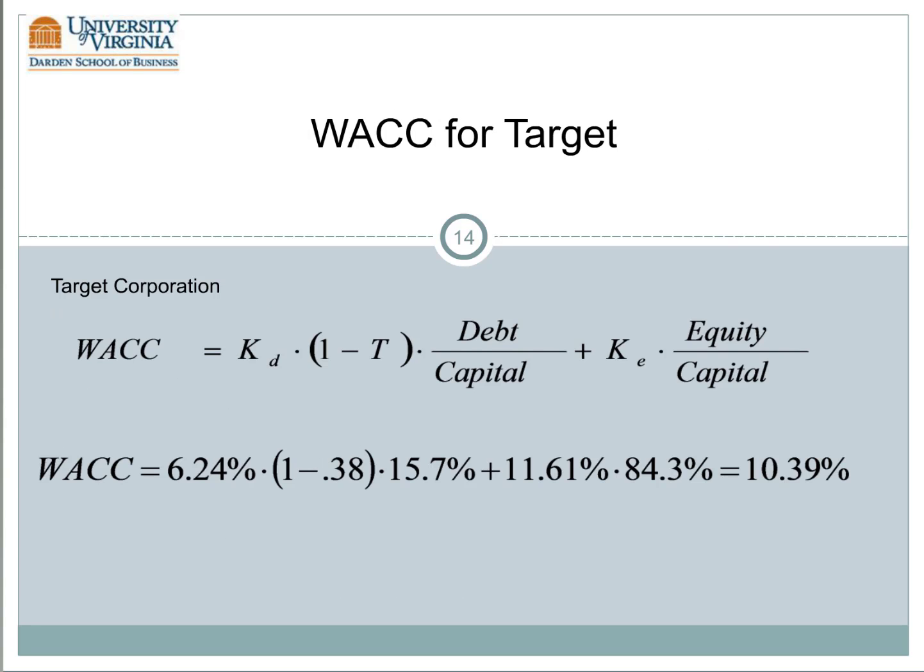We can now estimate the weighted average cost of capital for Target. WACC is equal to the required rate of return on debt of 6.24% times 1 minus the tax rate of 38% and is weighted by the debt in the capital structure of 15.7%. The required rate of return to equity is estimated at 11.61% and its weight is 84.3%. This yields an estimated weighted average cost of capital of 10.39% for Target. This is the rate that Target should use to evaluate new investment alternatives.